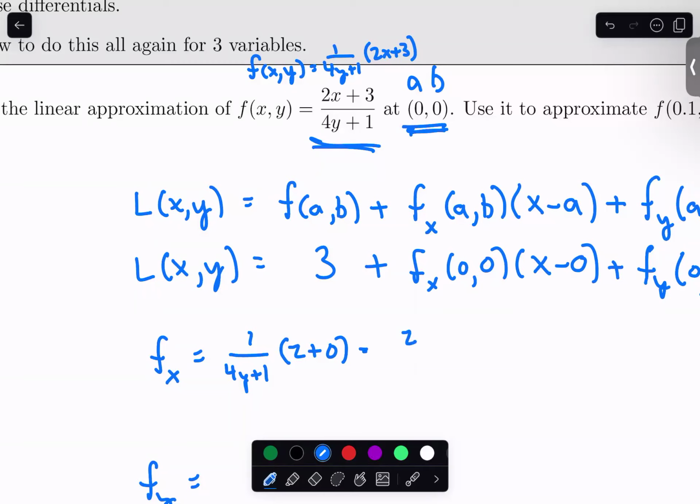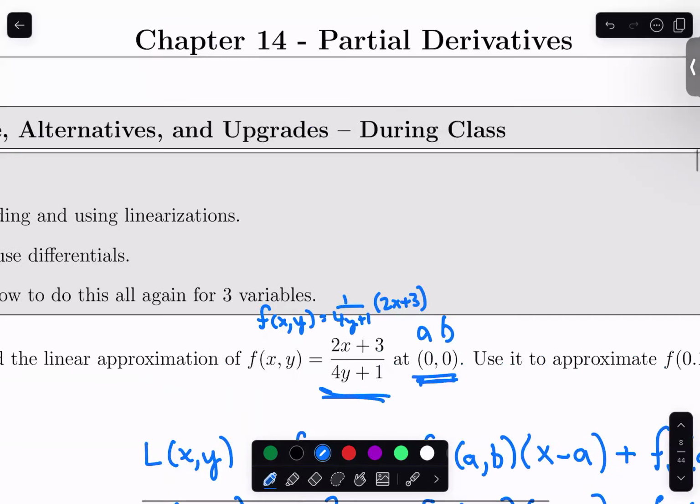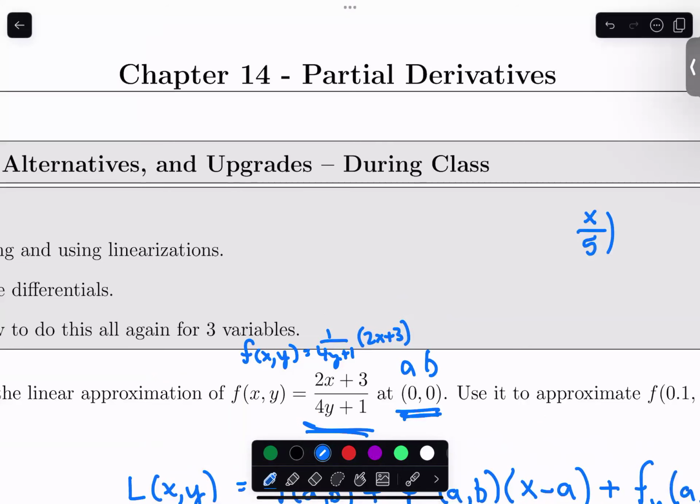So we can get 2 divided by 4y plus 1, and that's kind of the fastest way that you could take this partial derivative. Now, if you would like to use the quotient rule, there's nothing wrong with that. Likewise, if I wanted to use the quotient rule to take the derivative of x divided by 5 back in calculus 1, it works out, right?